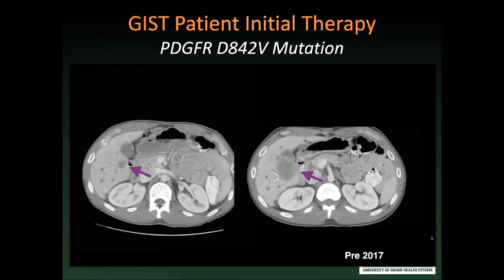So here's a patient prior to 2017, and with the purple arrow, you'll notice a small lesion that increases from left to right. That increased when the patient was on a tyrosine kinase inhibitor clinical trial. And that's because prior to 2017, there were very limited options for patients with a PDGFRA D842V mutated GIST. This mutation was resistant to all of the known kinase inhibitors.